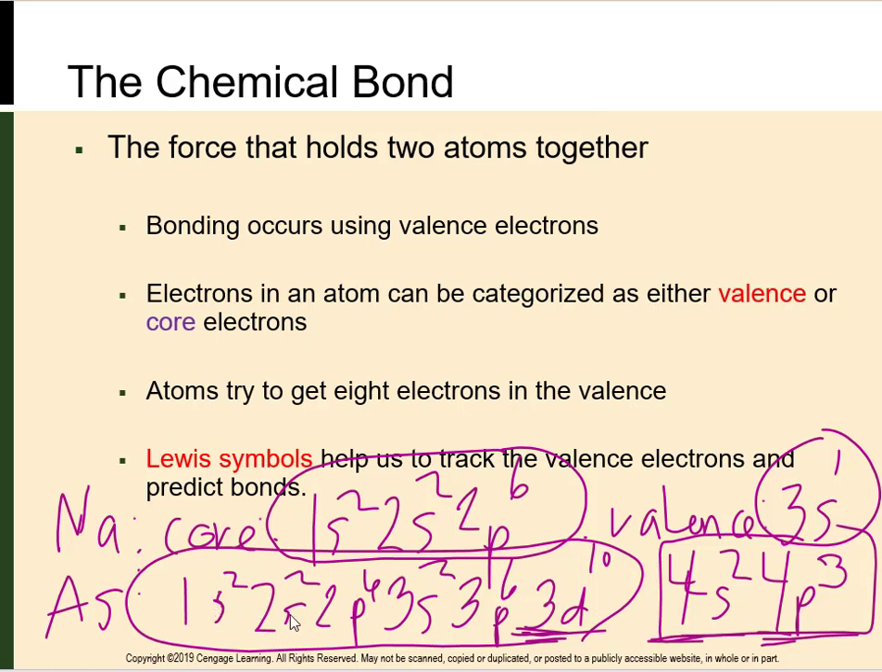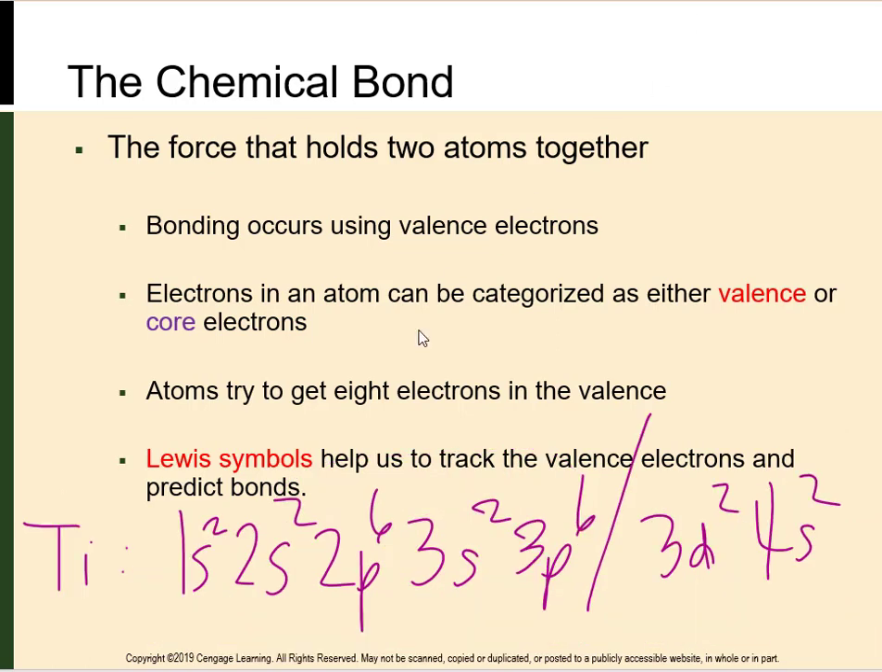Everything from energy levels 1, 2, and 3 are core electrons. Now this is true for all main group elements, elements that are found in groups 1, 2, skip the transitions, 3, 4, 5, 6, 7. When we look at the transition elements, the valence electrons for transition elements, we need to include the d orbital that it includes.